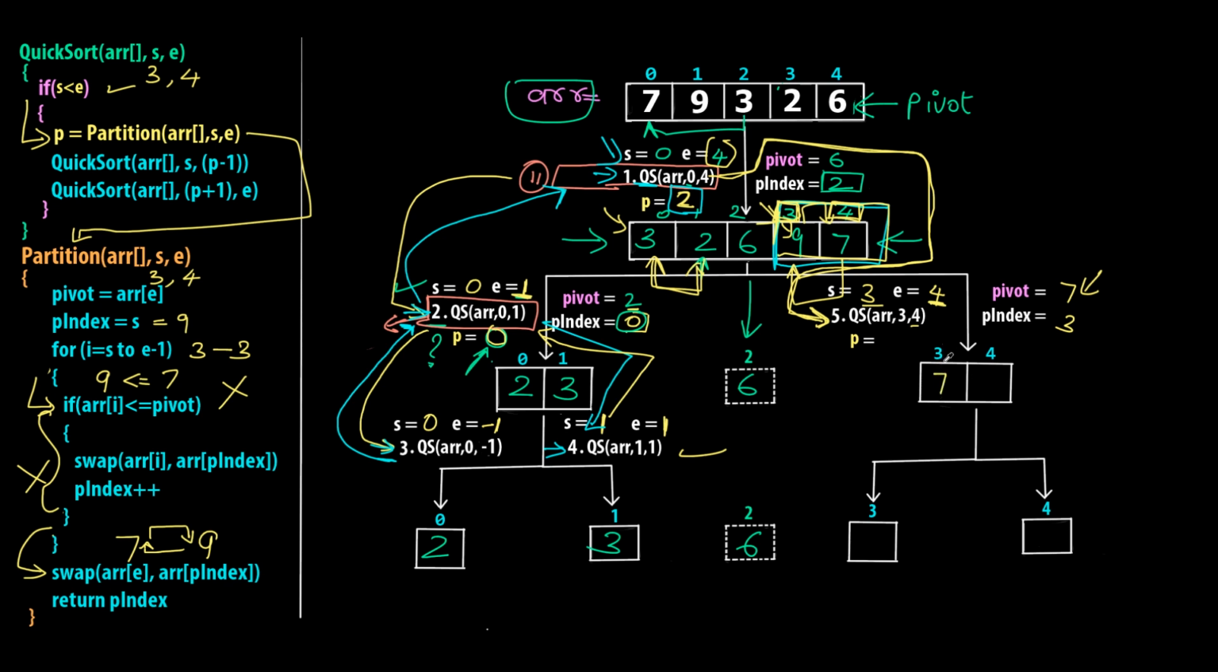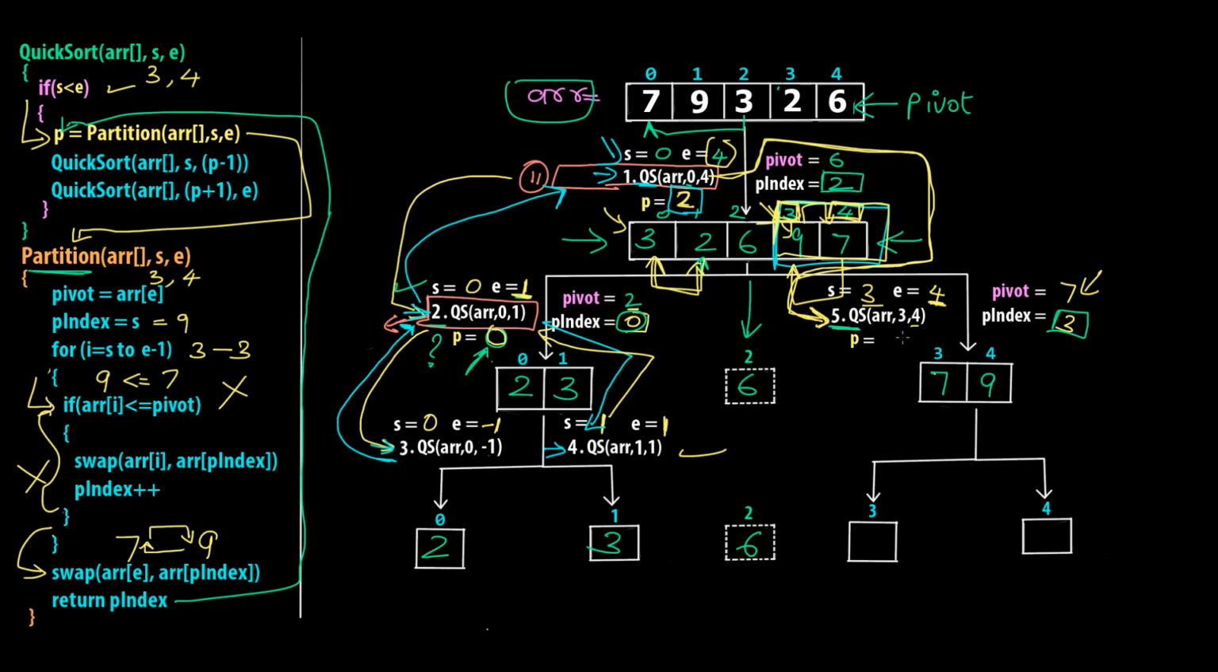Let me write it in green because it's sorted. And lastly we will say return P index. What was P index? P index was 3. So 3 will be returned back from this partition function and it will be stored in this P variable. Now we are at QuickSort, which is a 5th recursive call. We've just calculated P as 3, right? P index was 3.